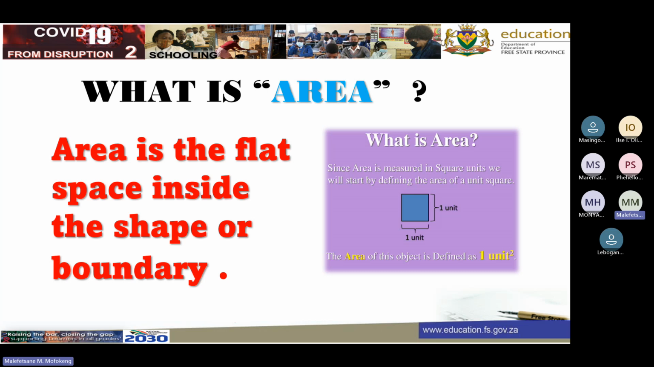If you look on our right-hand side, since area is measured in square units, we will start by defining the area of a unit square. Underneath there is a square which is 1 unit in length and 1 unit in height. So when we multiply the two, the area of the object is defined as 1 square unit.